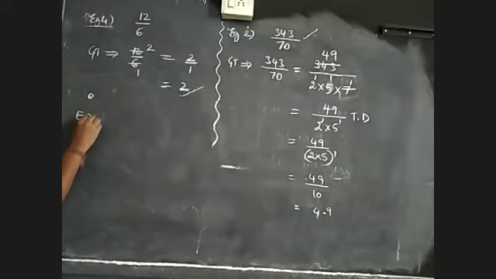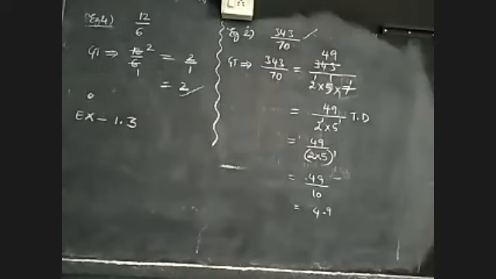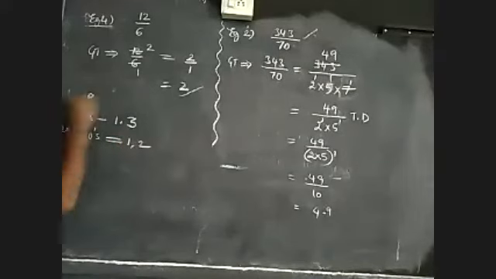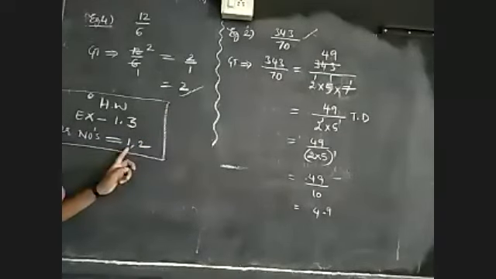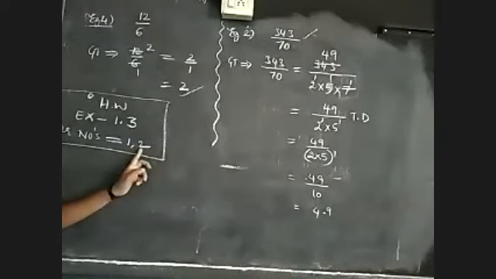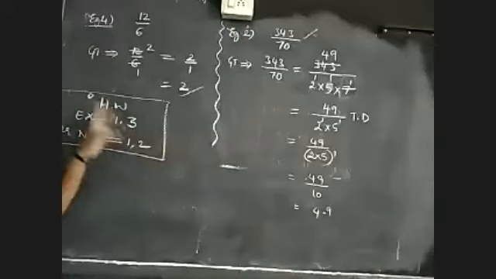Exercise 1.3. We already completed exercise 1.2. After completing exercise 1.3, I will go with the activity problems before exercise 1.2. In exercise 1.3, you are supposed to complete problem numbers 1 and 2. This is your today's homework schedule. Only 1 and 2. I think each problem has 3 or 4 questions. So try to complete these 2 problems in exercise 1.3 in classwork only.